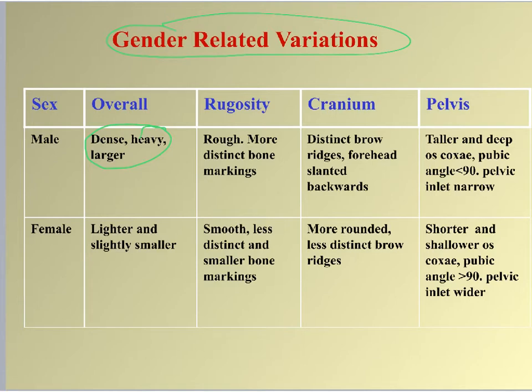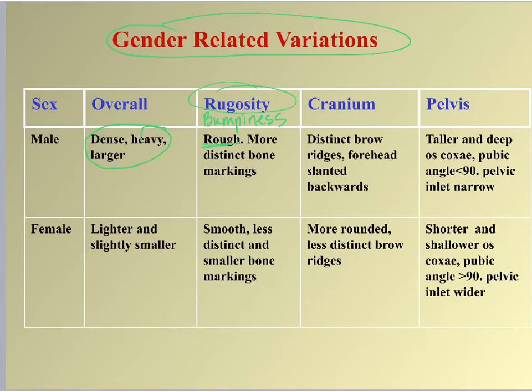The bumpiness, there's a term for this. I don't even know if that's a word, but rugosity means the bumpiness of the skeleton. And this means that what you'll learn in lab this week and next week is that there are all kinds of bumps and grooves and spines and things on bones, but men tend to have more distinct bone markings, rougher bone markings than do females.